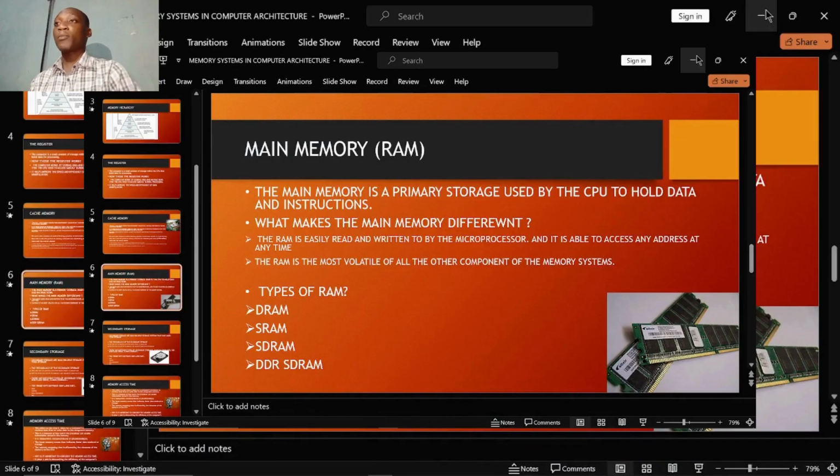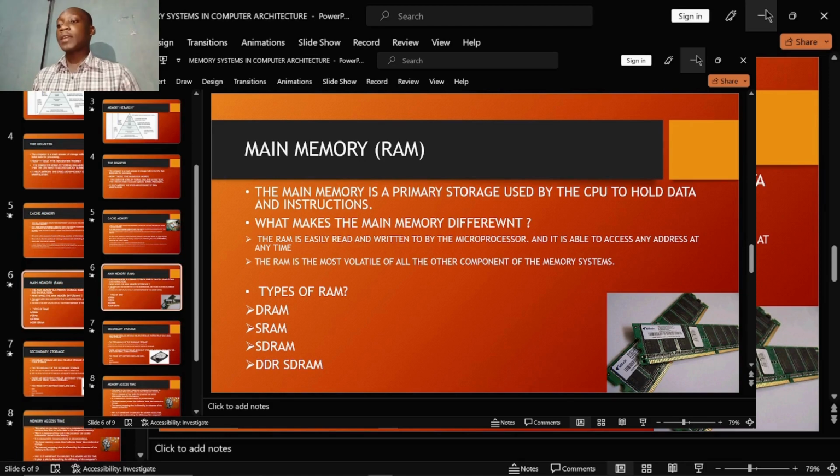Yes, so we'll move on to the main memory. So the main memory is also known as the RAM. The main memory is the primary storage device or primary storage medium used by the CPU to hold data and instructions temporarily. So what makes the main memory different from the other memory components in this system? The RAM is easily read and written to by the microprocessor, and it is able to access any address at any time. The RAM is the most volatile of all other components in the memory system. So the RAM being the most volatile simply means it loses its data right after there's a power cut, or it loses the supply of power.